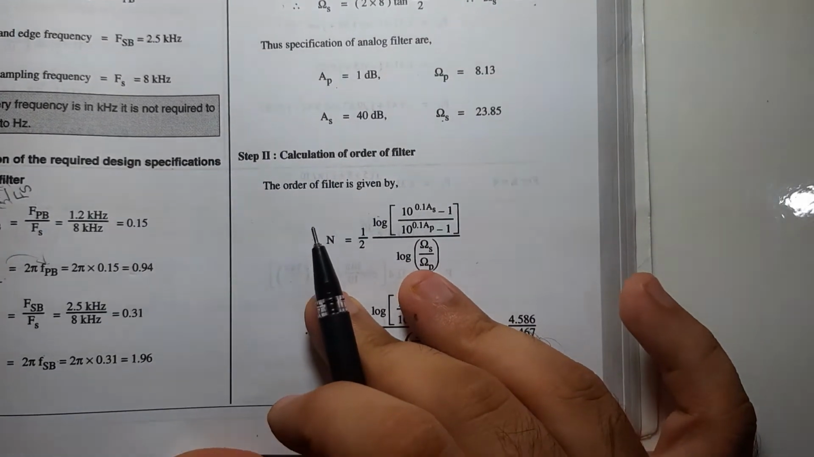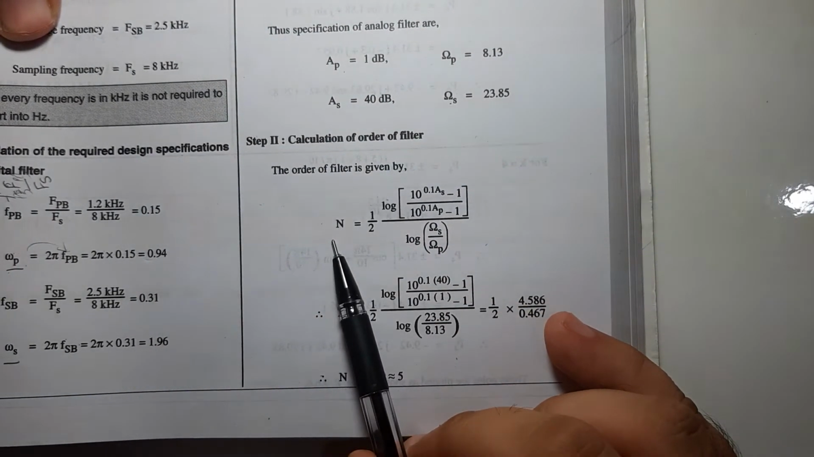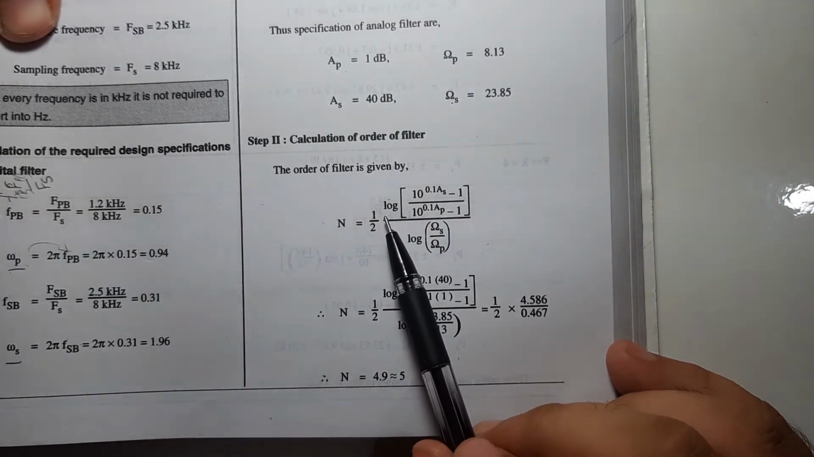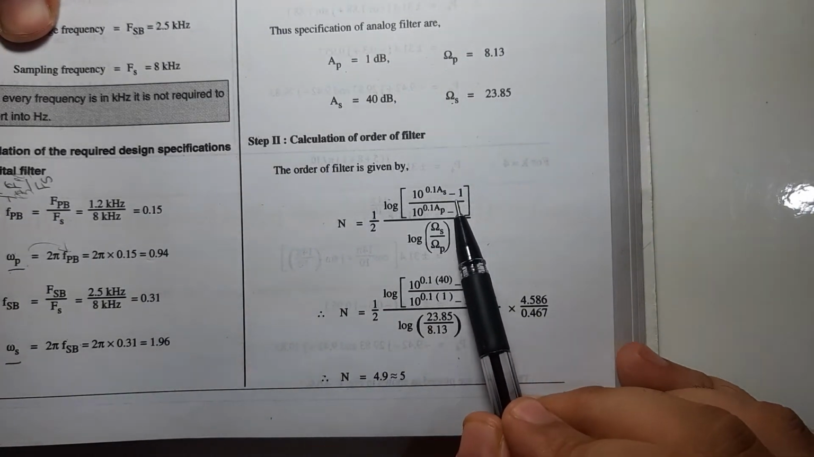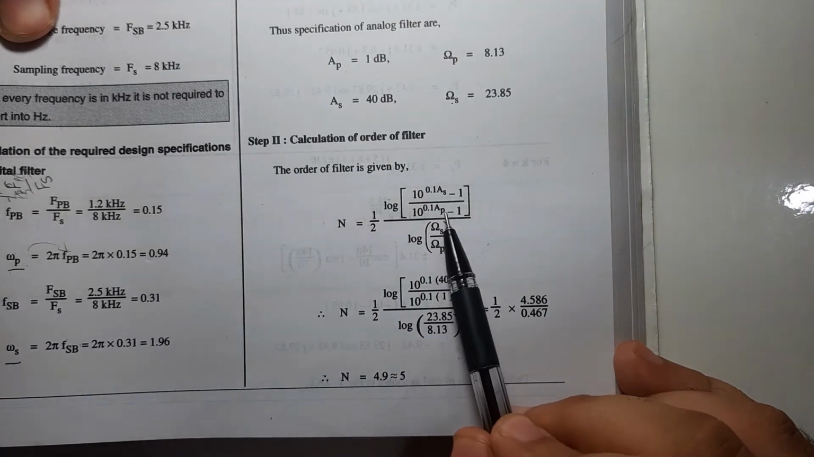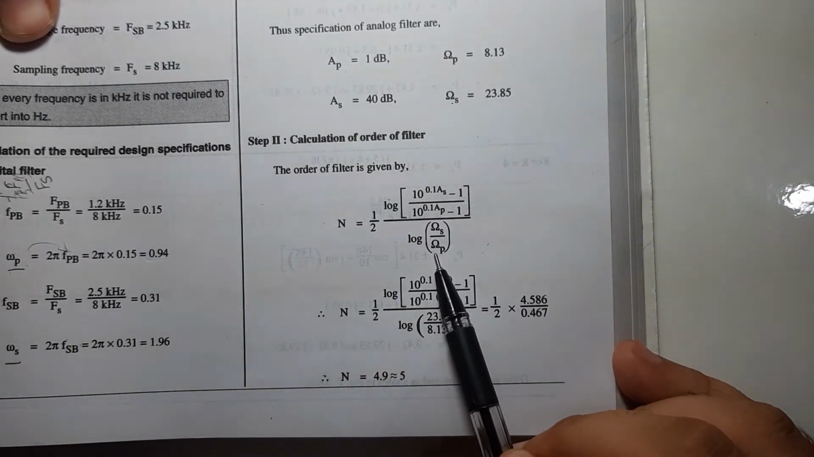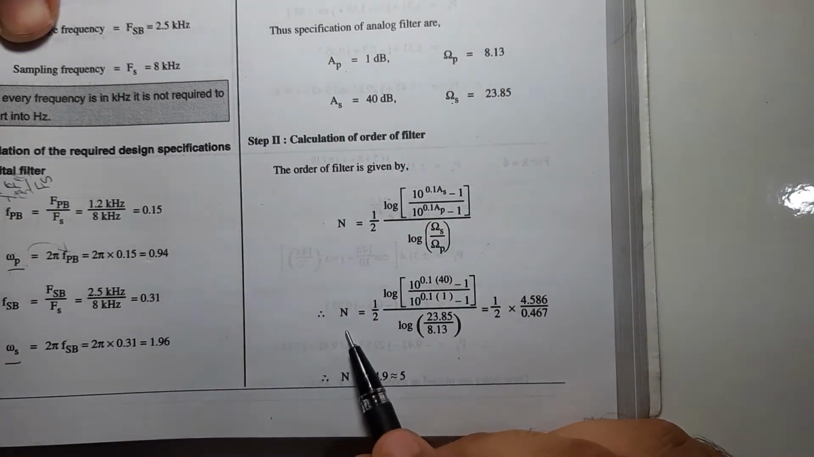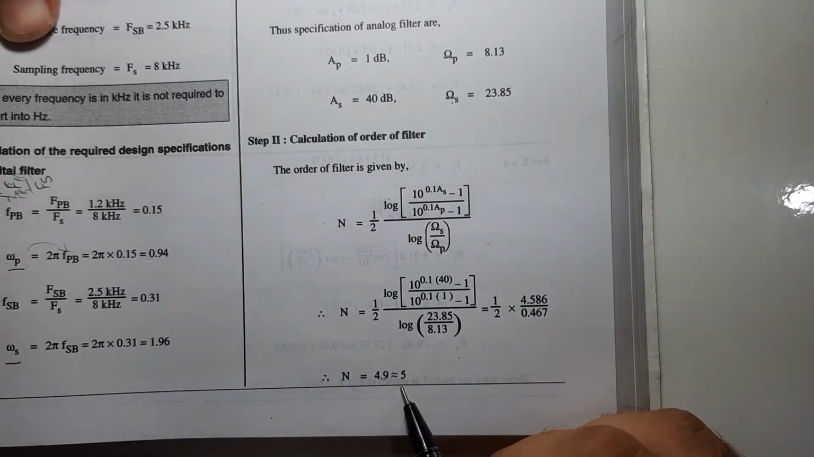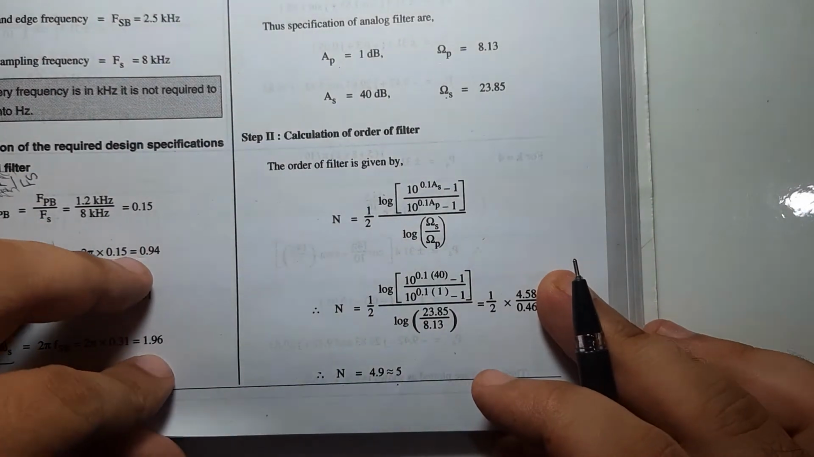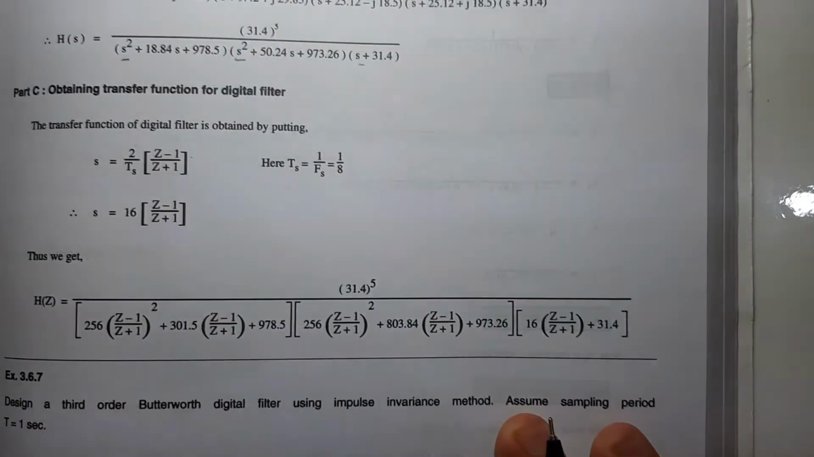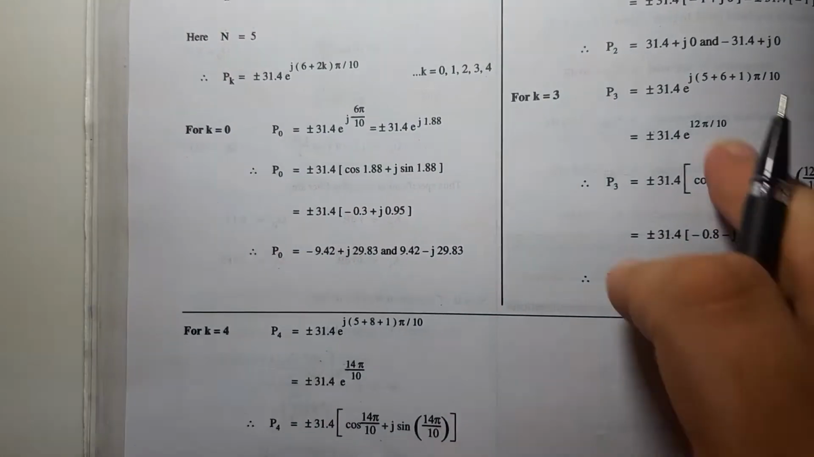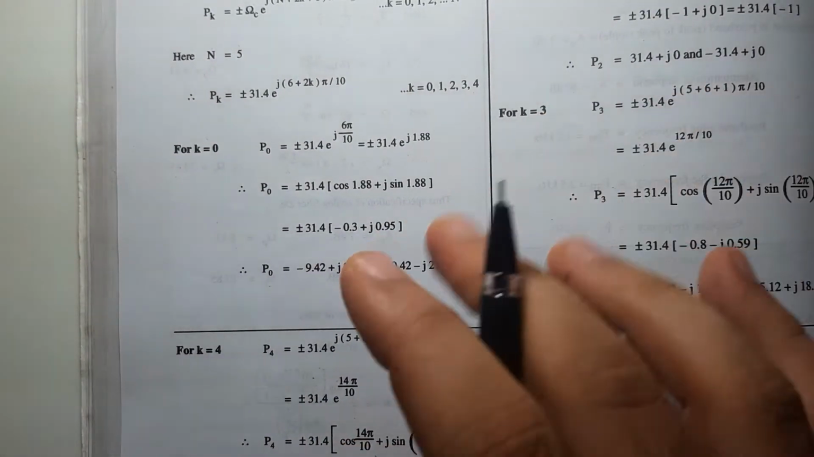Now the first thing that we need to calculate is the order of the filter N. Since the values of AP and AS are given in dB, we can use the direct formula of half of log 10 raised to the power 0.1 AS minus 1 upon 10 raised to the power 0.1 AP minus 1, divided by log of omega S by omega P. Therefore N is equal to the final value 4.9, which we approximated to 5. So the order of the filter is 5, so you will have 5 poles, starting from 0 and ending at k equals to 4.